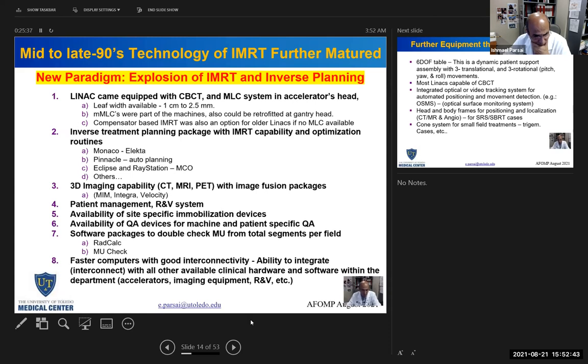On the top of all of these, the availability of fast computers, good basic internet and interconnectivity within hospitals, ability to integrate with all the other available critical hardware and software made this whole IMRT revolution a possibility.